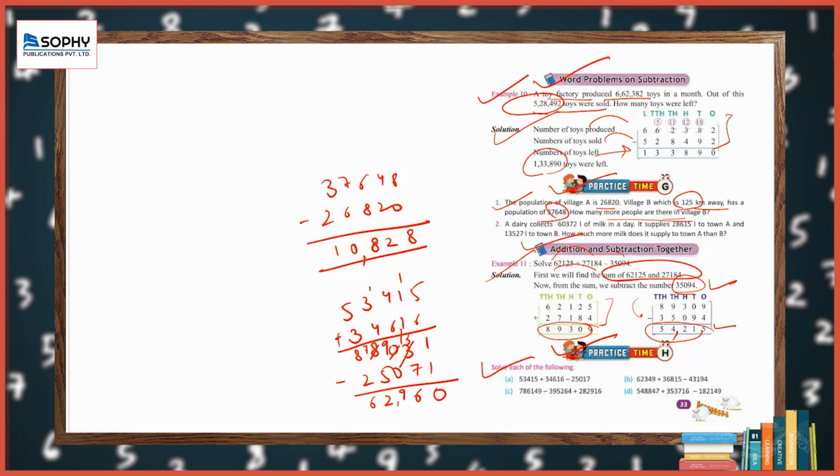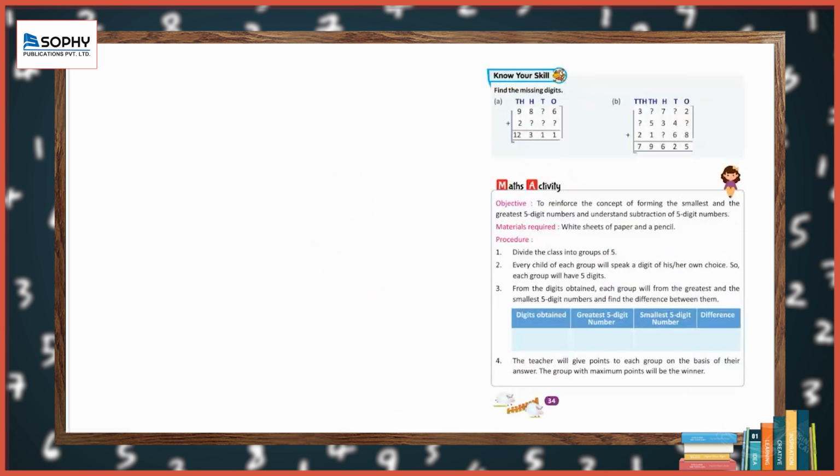Here we have the answer, 62,960, students. That's how you can solve the remaining parts. Know your skill, you have to find the missing digit, students. So 6 plus, very good, students, 5, that is 11. Here we will carry the 1 and that's how you have to complete it.